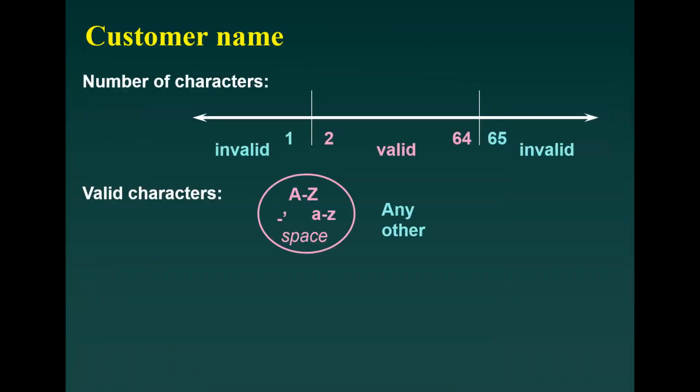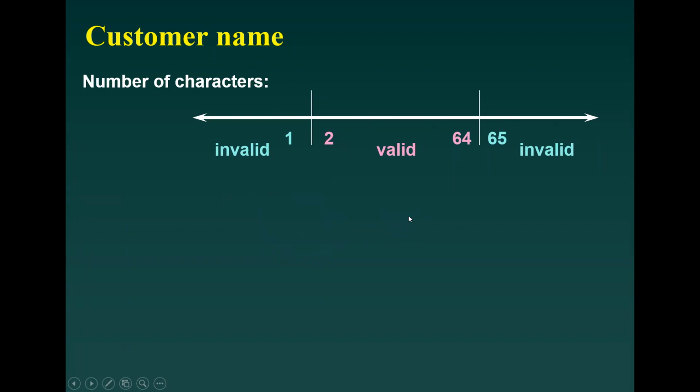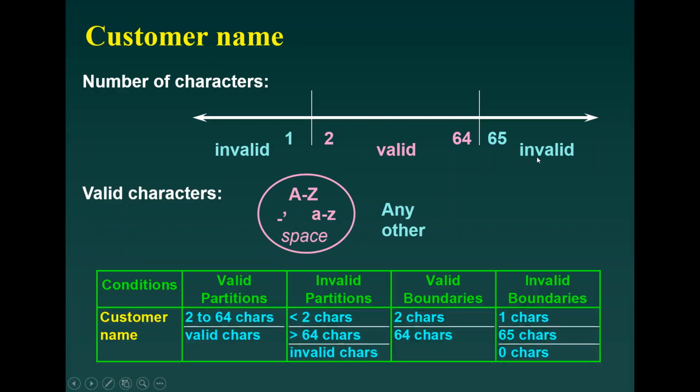If you talk about the number of characters in the customer name, invalid is 1 and invalid is 65. But the set that we have chosen to enter the data is valid, that is 2 to 64 characters: minimum 2 characters and maximum 64 characters, which is a valid set. The valid characters allowed are capital letters and small letters, underscore and the space. Any other character that comes will be invalid.